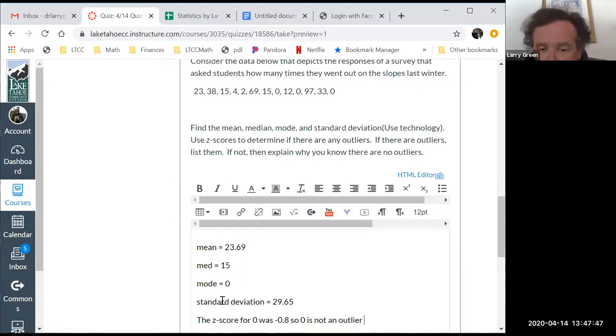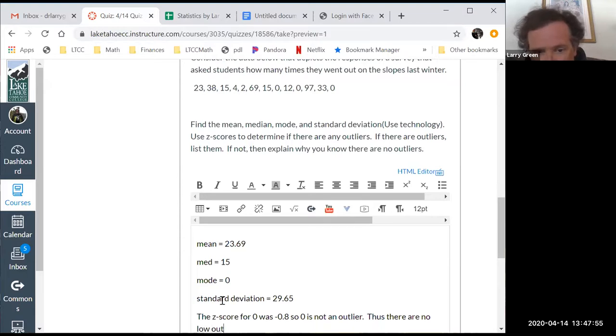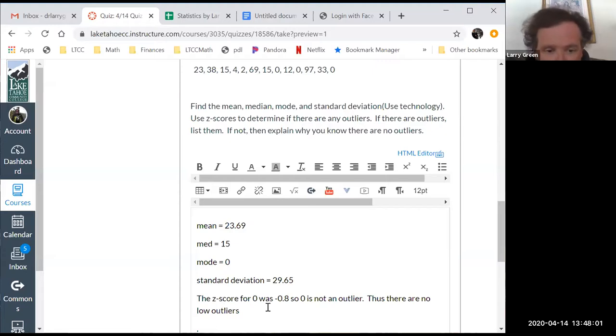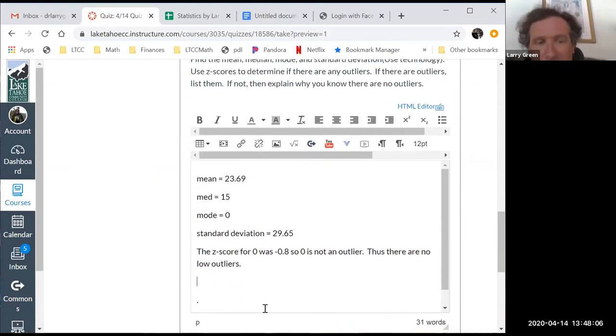So that means there are no low outliers. Is that clear? Because if 0 is not an outlier, then the next lowest can't be an outlier because the z-score will be even closer to 0. Okay, now let's look at the maximum.